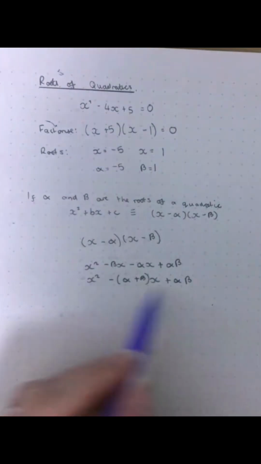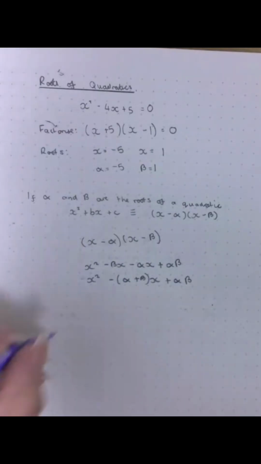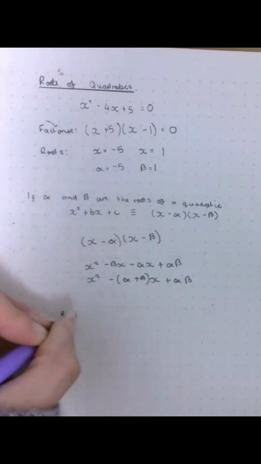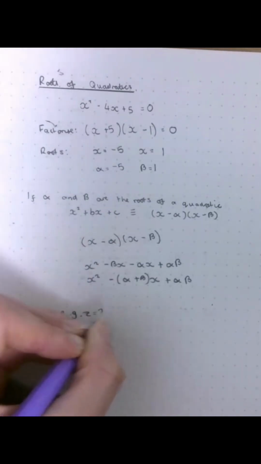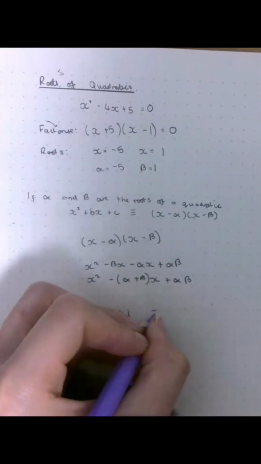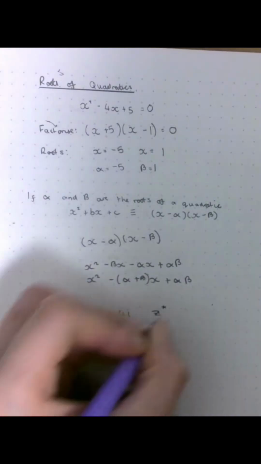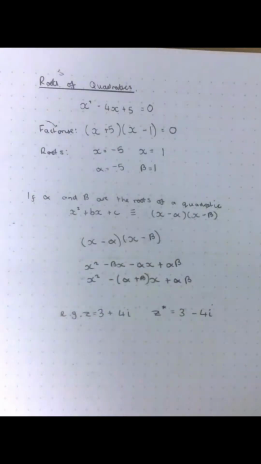I'm going to write it in this form because it helps us when our roots are complex for our quadratics. So say, for example, I have a quadratic and one of my roots is 3 plus 4i. The other root is simply just going to be its complex conjugate, 3 minus 4i. And we'll have a look now at a proof which shows us why that is the case, and it involves this form here.